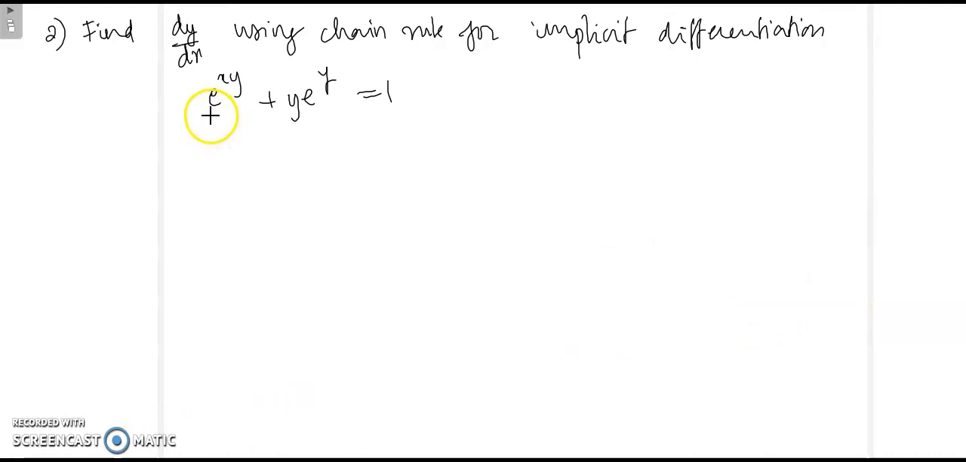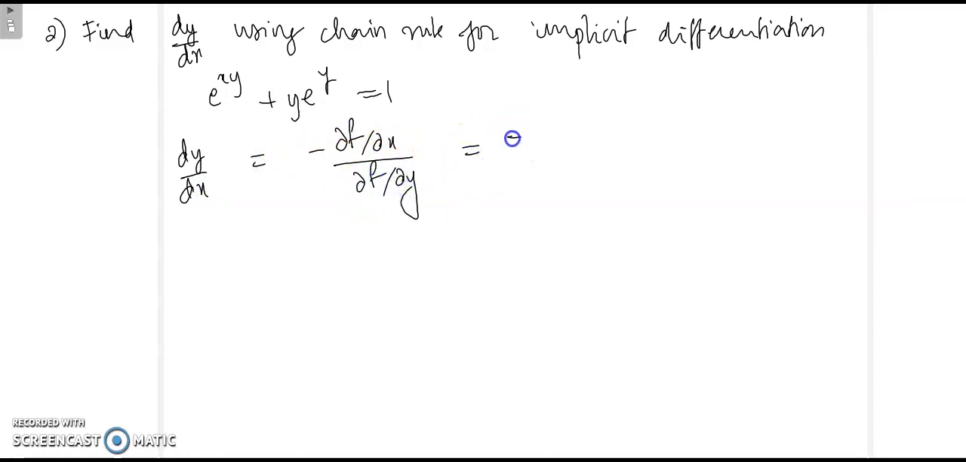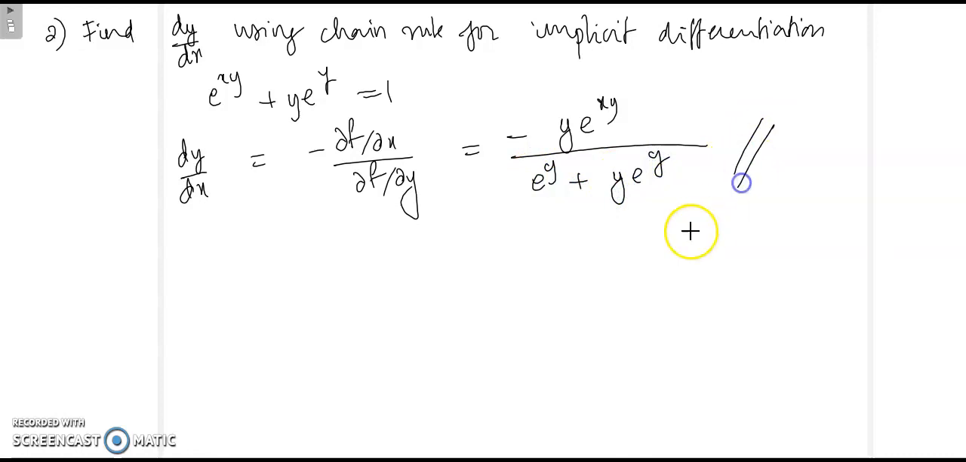Next problem is you are given the function e raised to xy plus y e raised to y equal to 1. You need to find dy by dx. So that will be minus dou f by dou x by dou f by dou y. So dou f by dou x will be y e raised to xy, and dou f by dou y will be e raised to y plus y e raised to y. So that is the required derivative using the chain rule. You can verify this using the normal implicit differentiation also.